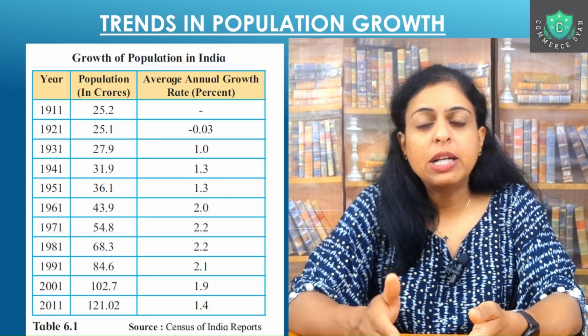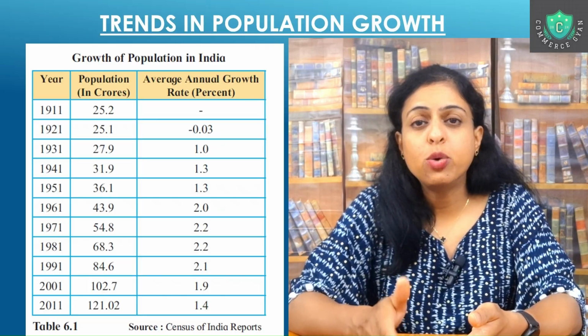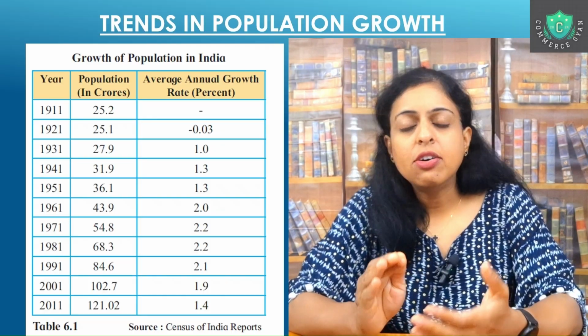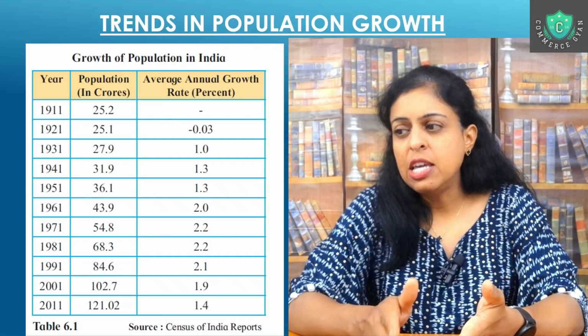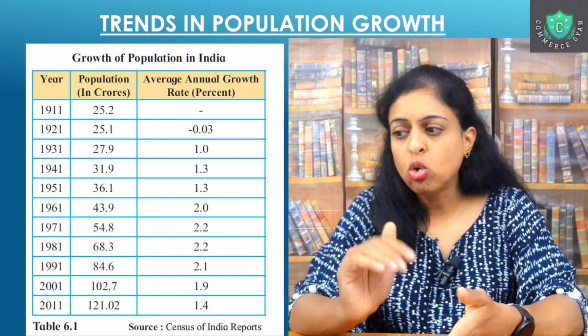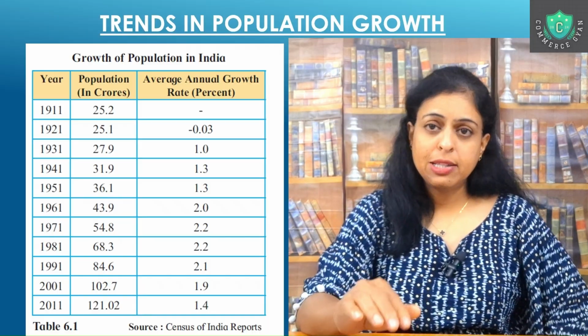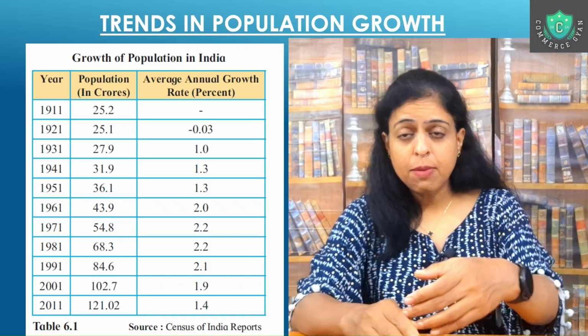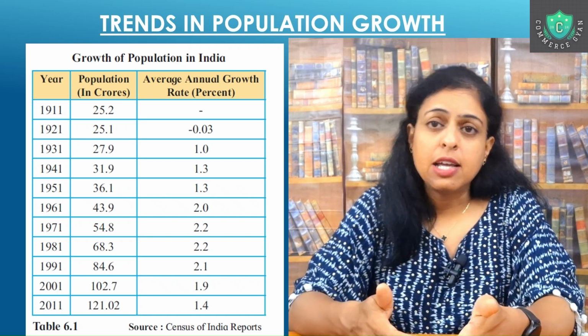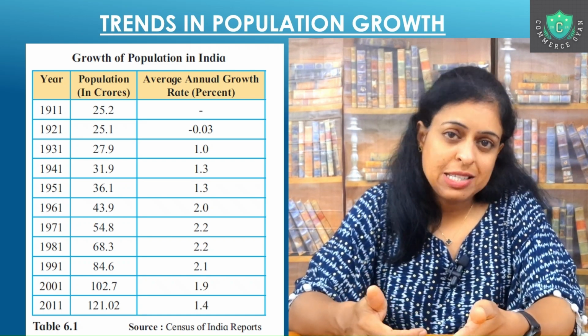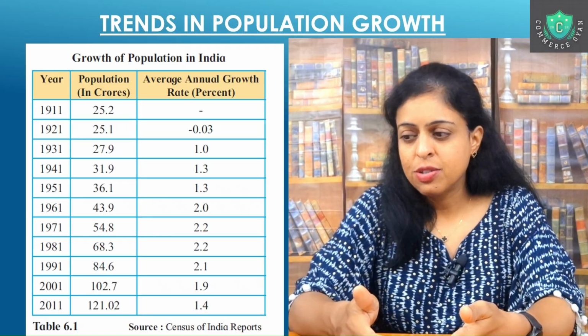And finally in 2011, what was the population? 121 crore, and 1.4% was the average annual growth. So the growth has dropped in the year 2011, but at the same time, in 2025, we are still categorized as the most populated country in the world.